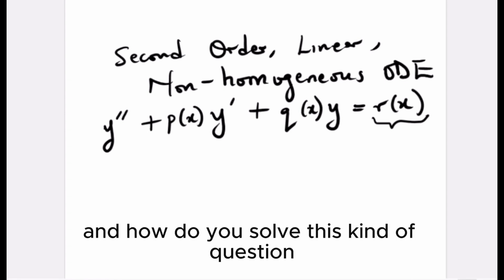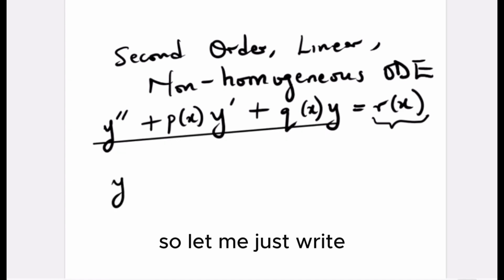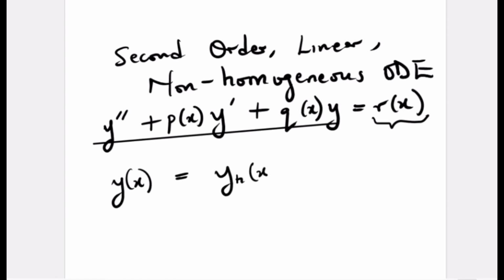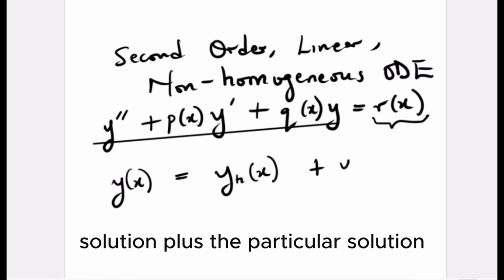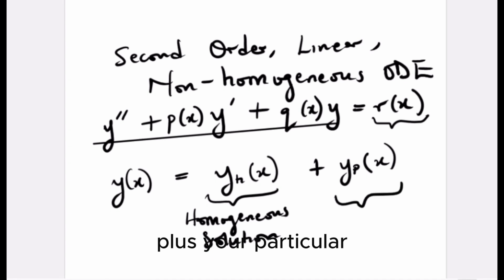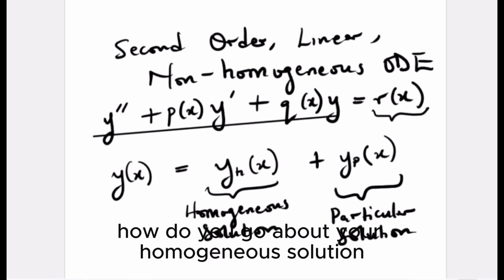And how do you solve this kind of question? It's by solving this separately. So let me just write. Your general solution will be in the form of homogeneous solution plus the particular solution. So let me write this: homogeneous solution plus your particular solution.